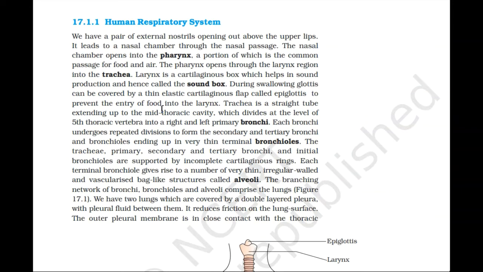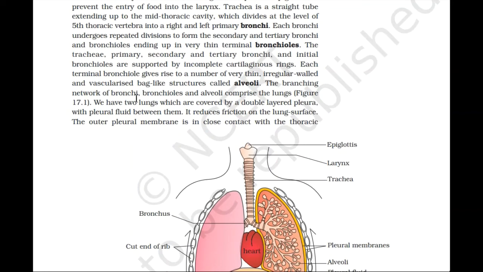Each terminal bronchiole gives rise to a number of very thin, irregular-walled and vascularized bag-like structures called alveoli. The branching network of bronchi, bronchioles, and alveoli comprises the lungs. Figure 17.1. We have two lungs which are covered by a double-layered pleura with pleural fluid between them. So the lung covering is called pleura and the fluid is pleural fluid. It reduces the friction on the lung surface.